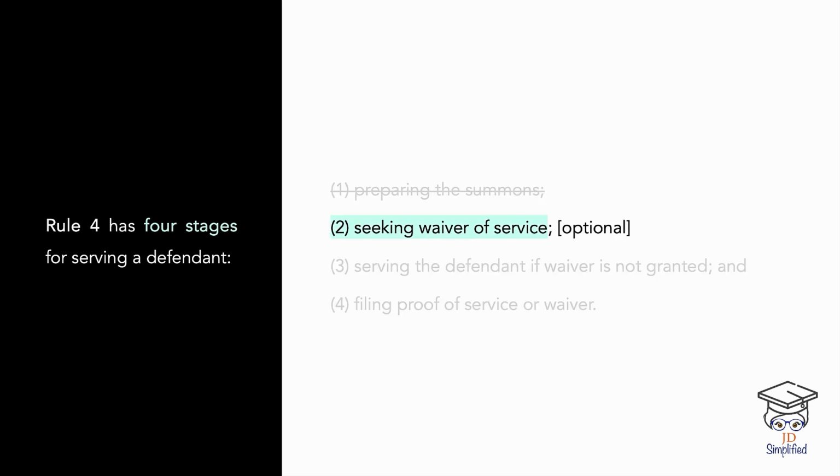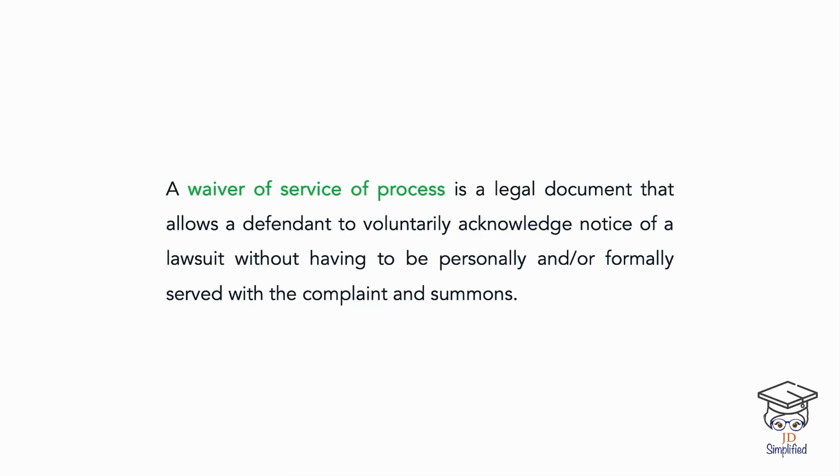Now let's talk about waiver. A waiver of service of process is a legal document that allows a defendant to voluntarily acknowledge notice of a lawsuit without having to be personally and/or formally served with the complaint and summons. And the law encourages a plaintiff to seek a waiver and the defendant to waive formal service. It's pretty much the plaintiff going to the defendant and saying, "Hey, I'm suing you. Can you please legally acknowledge it? Or are you making me go through the whole process of getting a process server, finding where you live, etc.?"